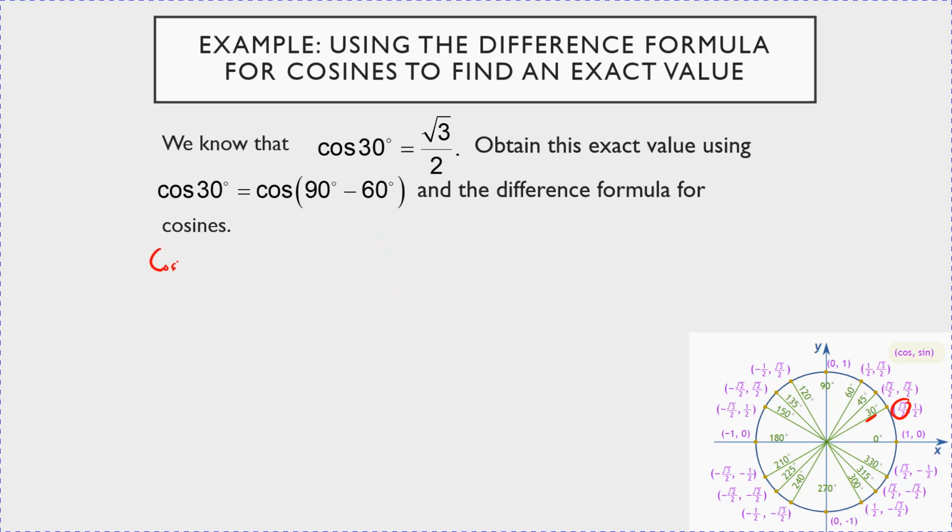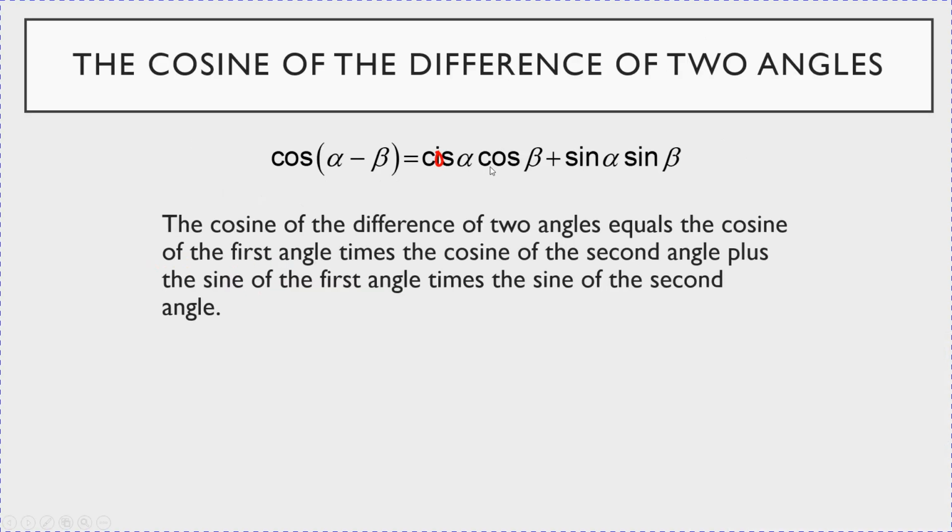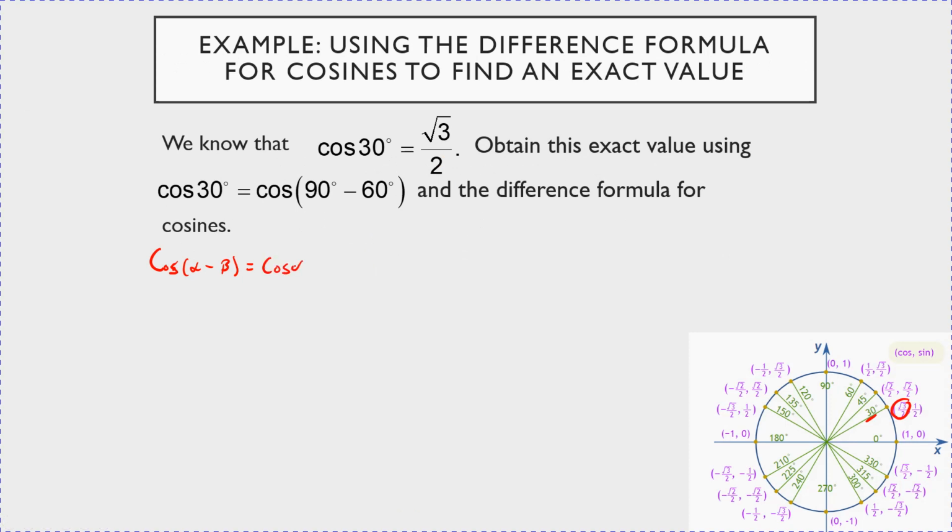So cosine of alpha minus beta, just recopying the formula from the previous slide, is cosine of alpha times cosine of beta plus sine of alpha times sine of beta. Here I have cosine of 90 degrees minus 60 degrees, so looking at the formula, my alpha is 90 degrees and my beta is 60 degrees. So this is cosine of 90 degrees times cosine of 60 degrees plus sine of 90 degrees times sine of 60 degrees.